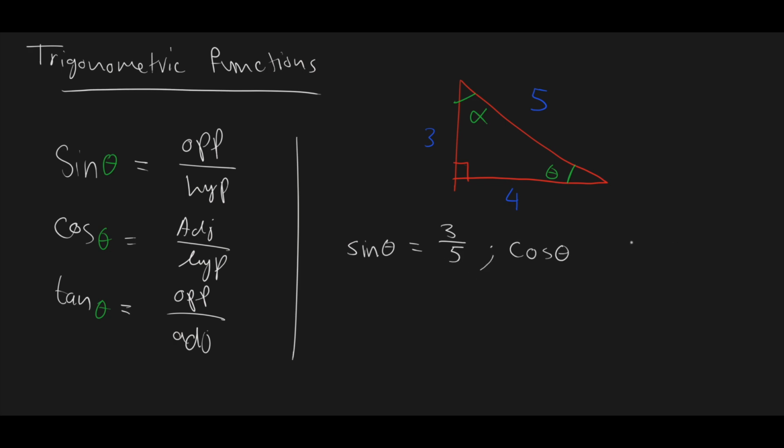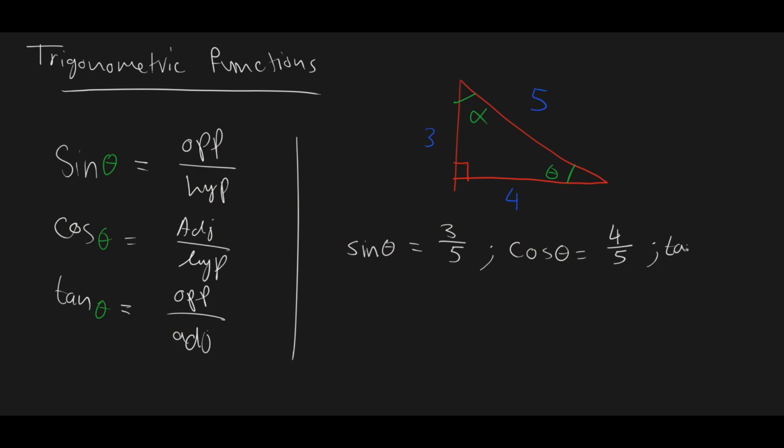What about cosine theta? Now, cosine is the adjacent divided by the hypotenuse. What is the adjacent side to theta in this case? It's 4. What is the hypotenuse? It's still 5. So it's going to be 4 divided by 5.